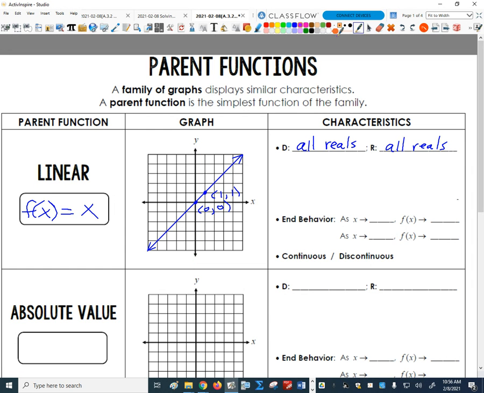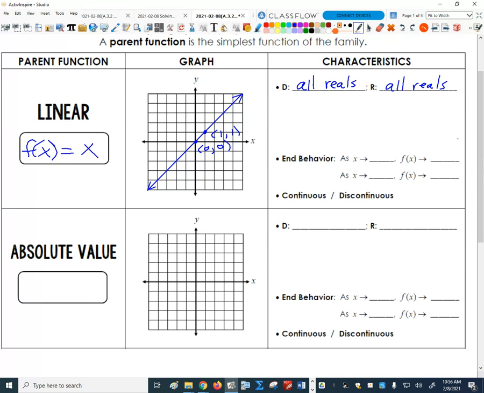Okay, end behavior. This is a little bit strange. This is something we haven't talked about. We talk about this a lot in calculus. We call it limits in calculus. We don't really have to talk about it in terms of limits here, but it means the same thing. The end behavior is asking us, what is this function doing at its ends?